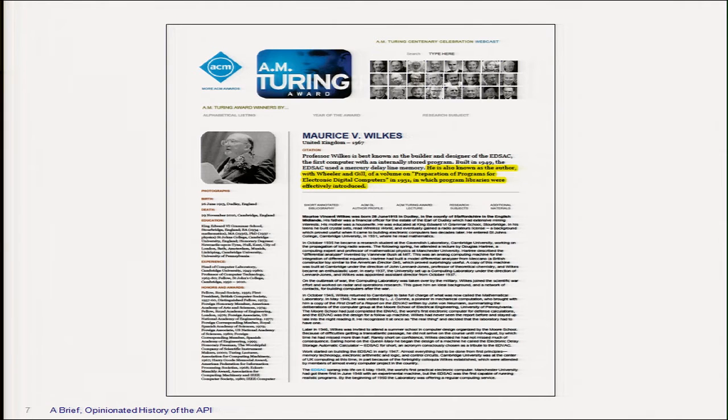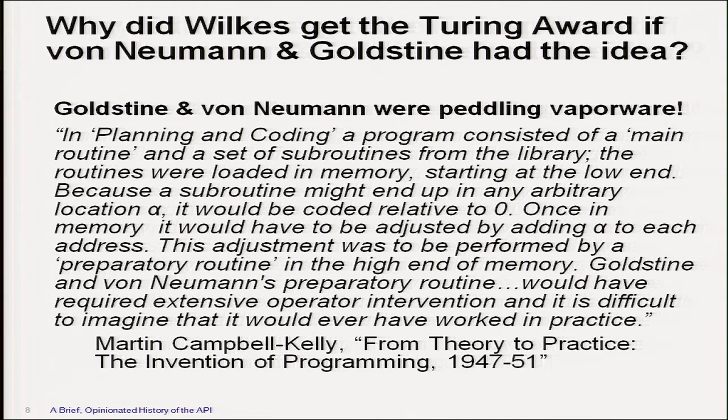So this raises a question. If Goldstein and von Neumann came up with the idea, why did Wilkes get the Turing Award? The answer is basically that Goldstein and von Neumann were peddling vaporware, which isn't surprising given that there were no machines at the time, right? So what could they do? If you're writing a book about programming computers, well, it wasn't a book, it was a report, and there are no machines. Kind of the best you can do is guess.